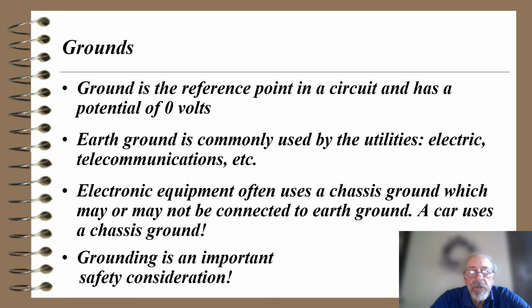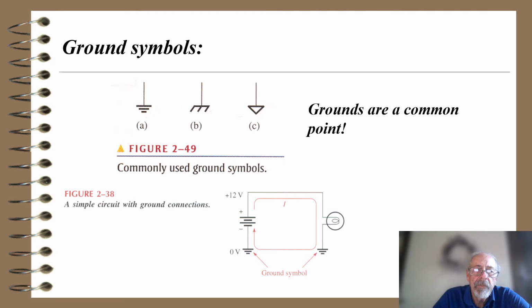What about grounds? Ground is a reference point in the circuit and it has a potential of 0 volts. Earth ground is commonly used by the utilities, electric, telecommunications, and so forth. Electronic equipment often uses a chassis ground, which may or may not be connected to earth ground. A car uses a chassis ground. Ground is an important safety consideration.